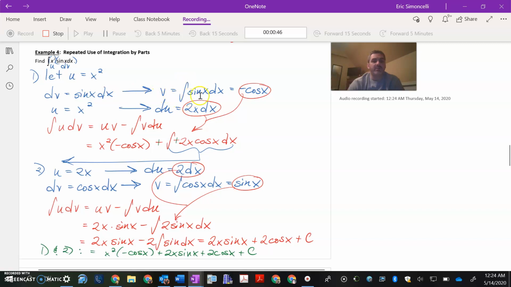It turns out you can integrate sine of x dx as easy as negative cosine of x. And you can also find du from x squared simply by what? The power rule. So du is equal to 2x dx. Turns out then you can nicely see here that u times v, x squared times negative cosine of x, minus the integral of v du, so minus the integral of, so we've got 2x dx, but also negative cosine dx to be plugged into our appropriate v du integrand, which I did.